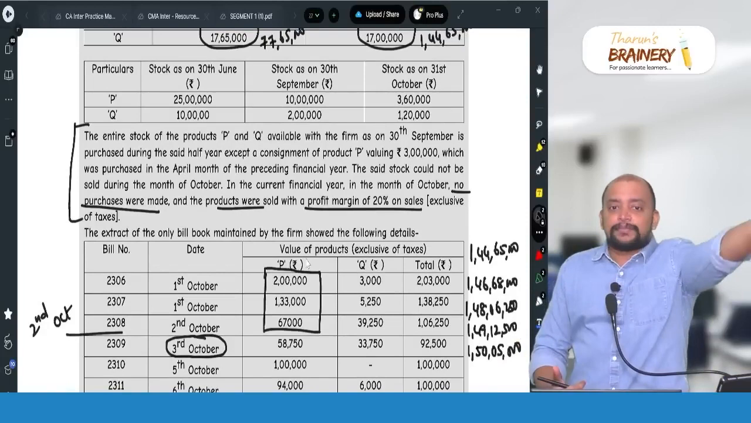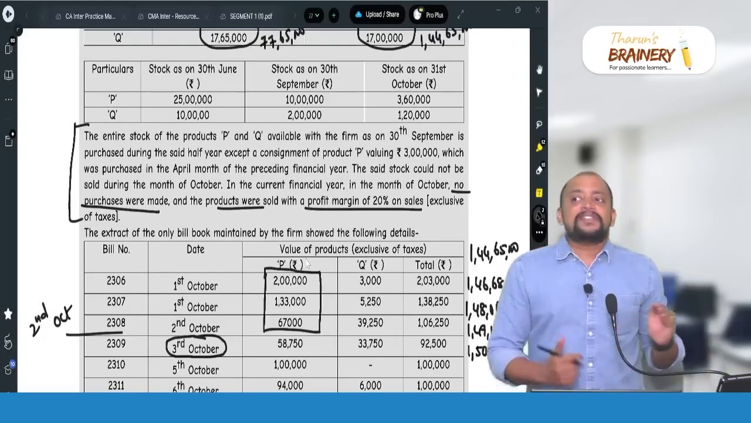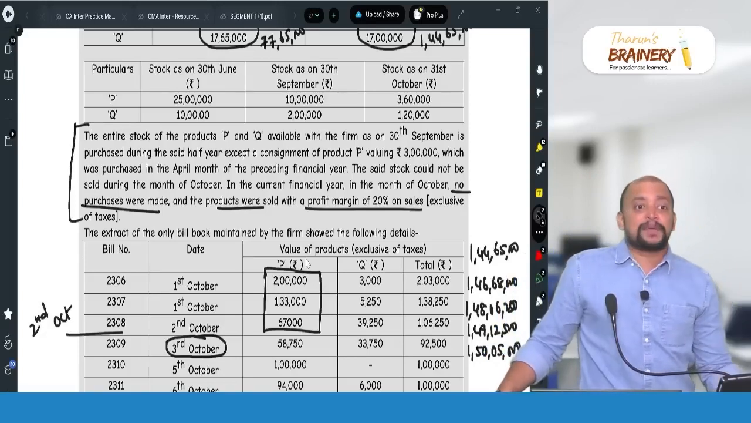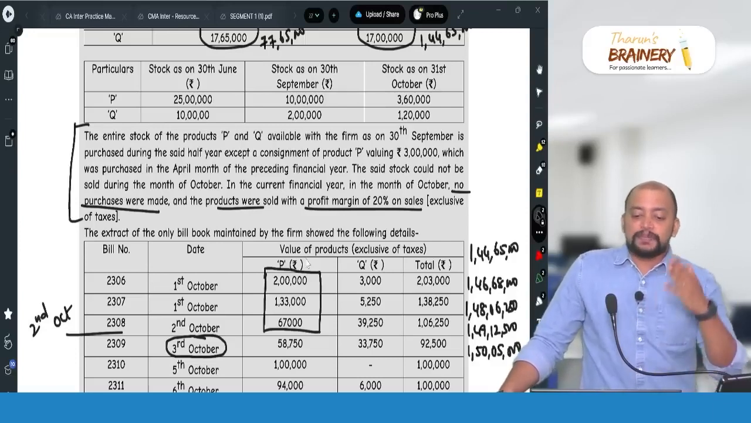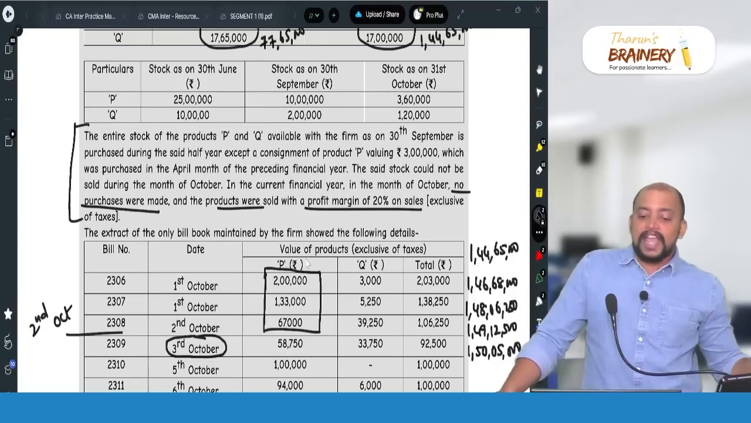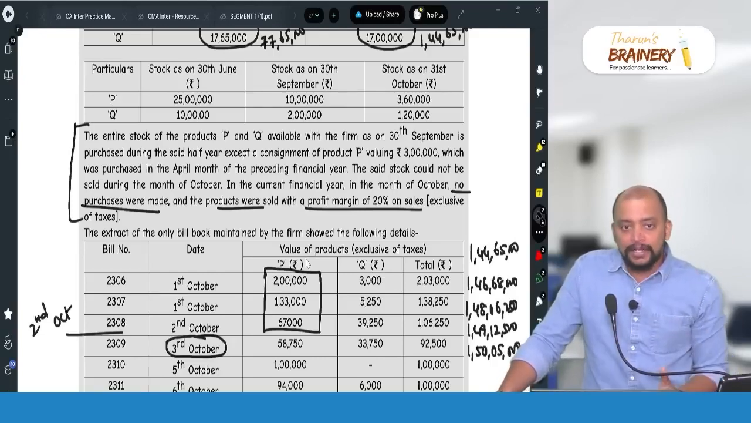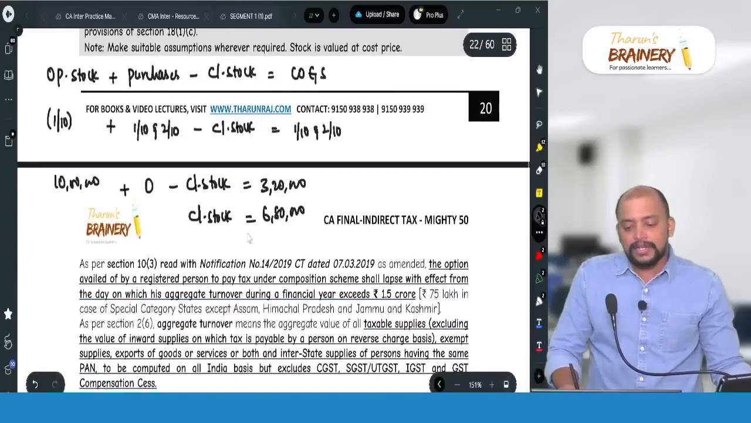And on this 6,80,000 fully we cannot take ITC, because in this 6,80,000 there are some goods which are purchased beyond 1 year, because as per Section 18 subsection 2 there is a condition that we can avail the ITC on closing stock if the goods are purchased within 1 year prior to the closing stock date. So in this, 3 lakh worth of goods is purchased beyond 1 year, in April month of the preceding financial year. Closing stock is 2nd October. So that 3 lakhs should be taken out, and after taking out 3 lakhs, we will get 3,80,000.